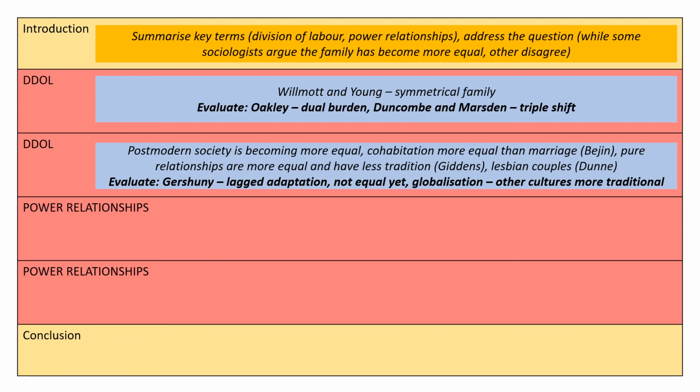However, Gershuny argues that things are changing, but it's not equal yet due to lagged adaptation. And if we look at globalization, which is an important part of postmodernism, postmodern society, we can see that other cultures, such as South Asian cultures, are more traditional and less equal. So we can't do the next couple of bits in the conclusion, but we will come to that later and we'll keep building on it.